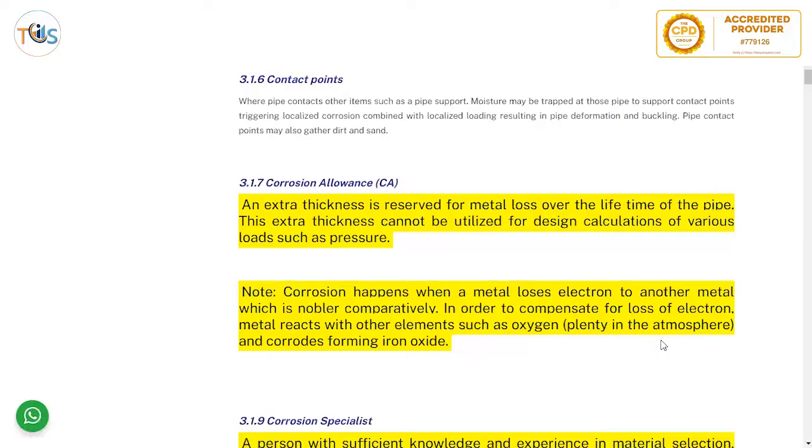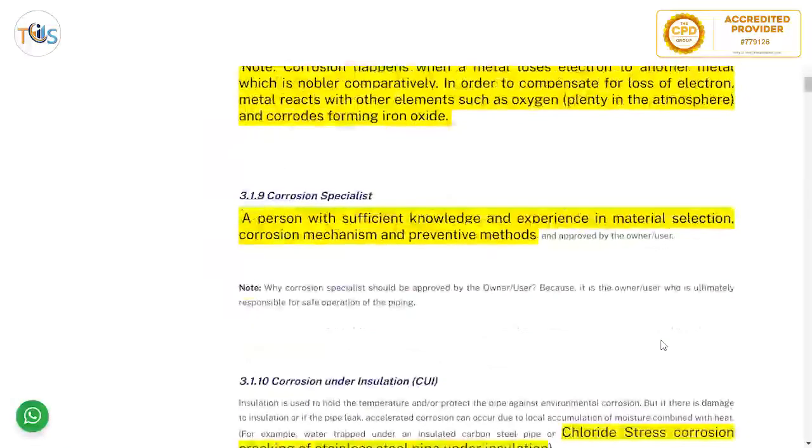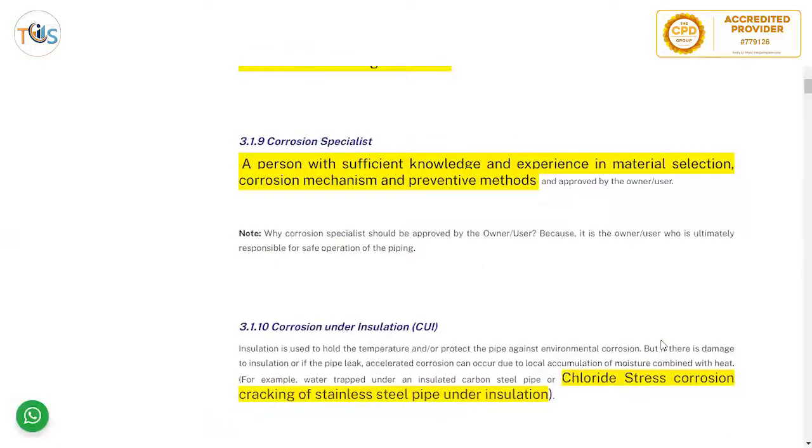Corrosion happens when a metal loses electrons to another metal, which is comparatively nobler. In order to compensate for the loss of electrons, the metal reacts with other elements such as oxygen, plentiful in the atmosphere, and corrodes, forming iron oxide. A corrosion specialist is a person with sufficient knowledge and experience in material selection, corrosion mechanisms, and preventive methods, and is approved by the owner user.